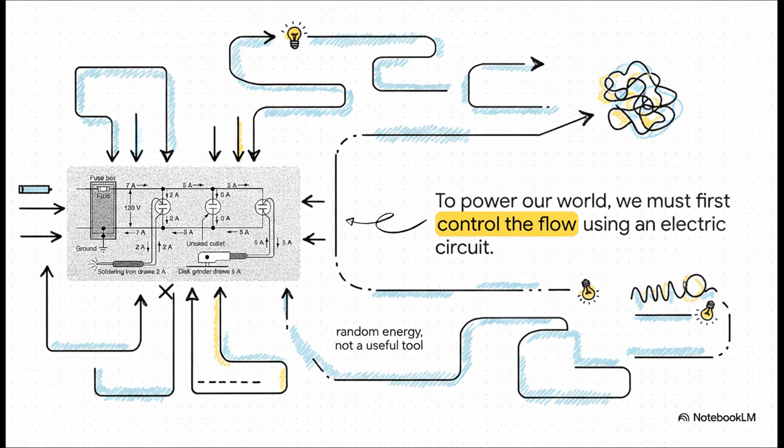And the solution to that chaos? It's the electric circuit. Now, this isn't just a random wire. It's more like a super detailed, carefully planned highway system for electrons. It gives them a very precise path to follow, guiding the current exactly where it needs to go to get a job done. Without the circuit, electricity is just wasted energy. But with the circuit, it becomes this incredibly powerful and predictable tool.